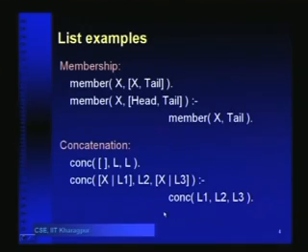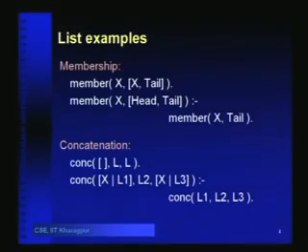No, L2 is a list, it is already a list. See, this concatenate predicate has 3 arguments, all 3 are lists. Is that clear? No? Let me give an example of how this will work.